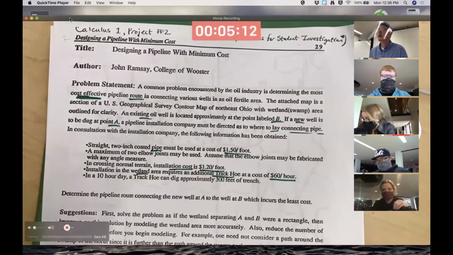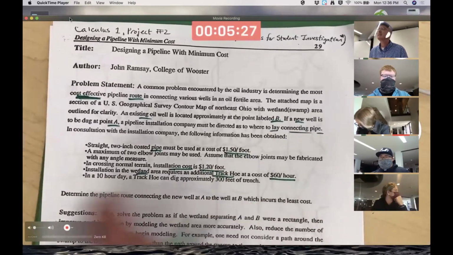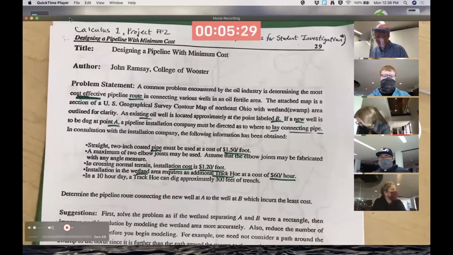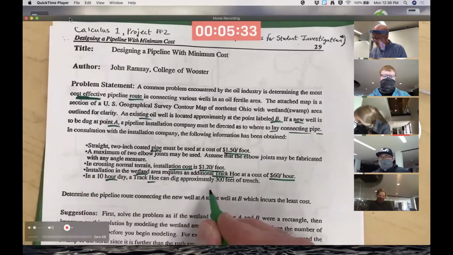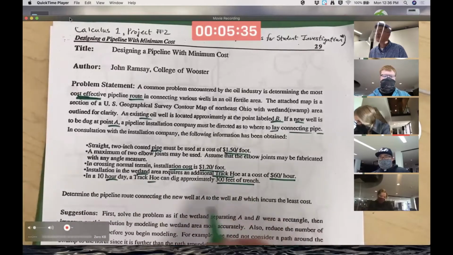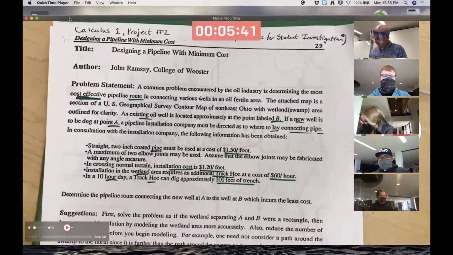So sometimes we're given information in units that might be inconsistent. One aspect of mathematical problem solving is to figure out how to convert those different kinds of units, dollars per foot versus dollars per hour, to something consistent that you can work with. And during a 10-hour day, the track hoe can dig approximately 300 feet of trench. So evidently the workers would be willing to work up to 10 hours per day.